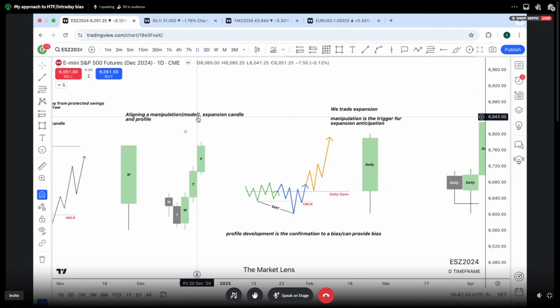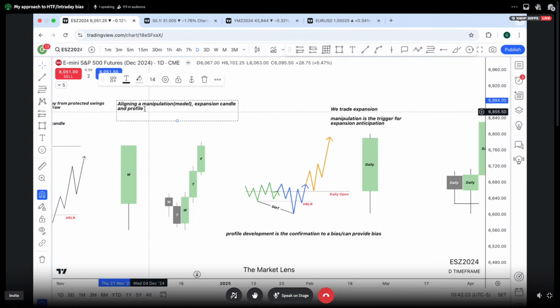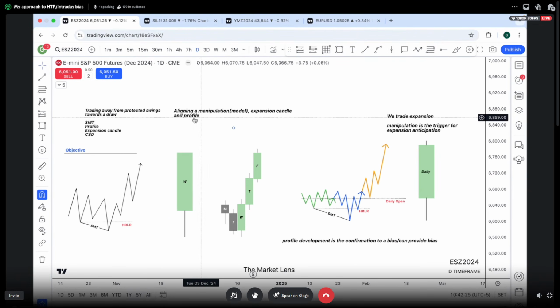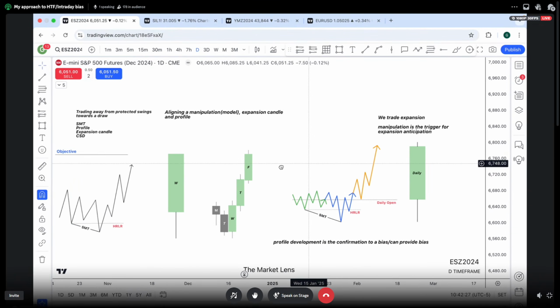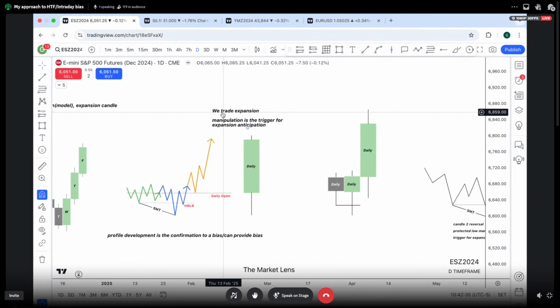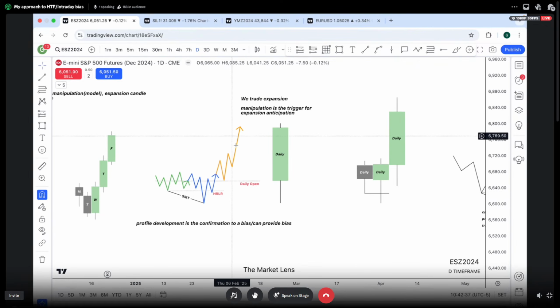aligning a manipulation model, right? So the manipulation is the model essentially, and the expansion candle and profile support that model. So we trade expansion. Manipulation is the trigger for expansion anticipation, right? So again, daily profile supported by what? A daily candle, that small opposing run. You can't have one without the other. You cannot have a classic buy day if the opening price is way over here, right? This can't be a London manipulation, because the daily candles support expansion.